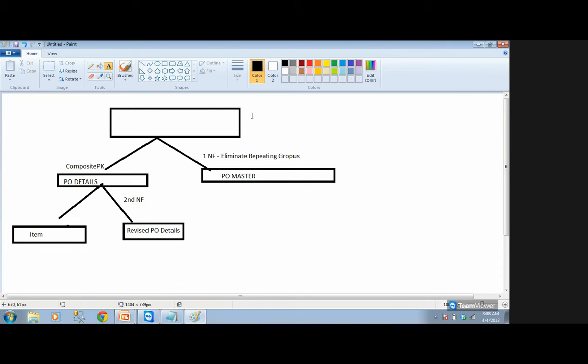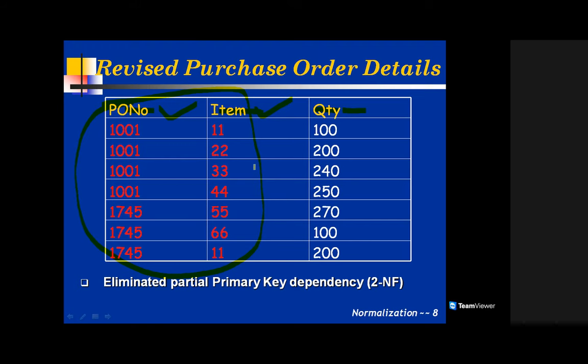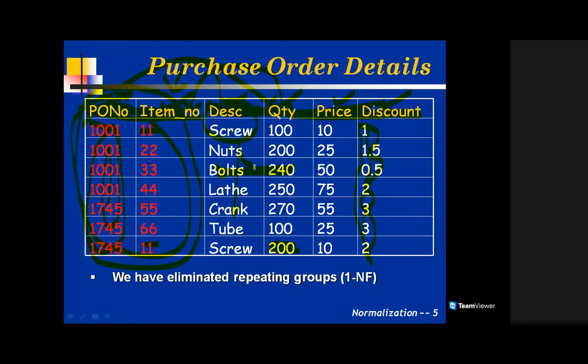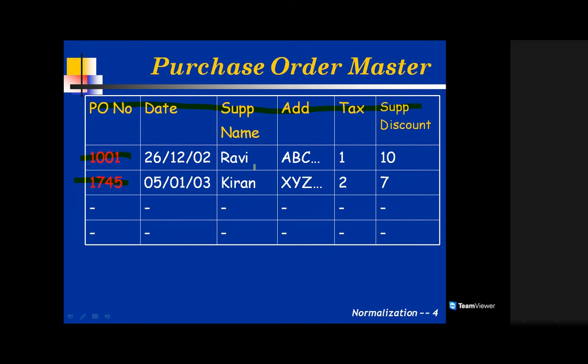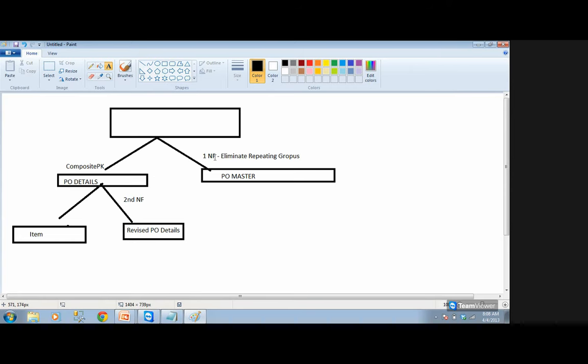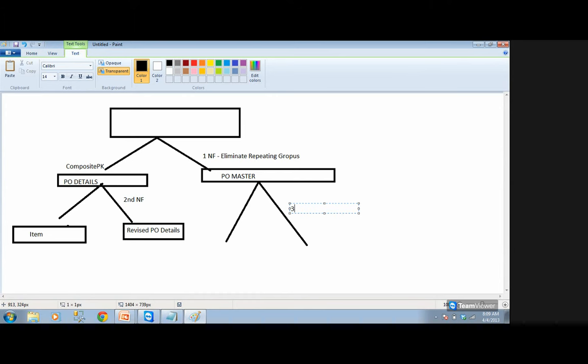Okay? Now let us go back to PO master. We did not touch anything here. So this is my PO master. Here we don't have any composite primary key, so you cannot apply second normal form. Now let us apply third normal form on this table. So what is a third normal form? Let us understand third normal form here, because second normal form you cannot apply.